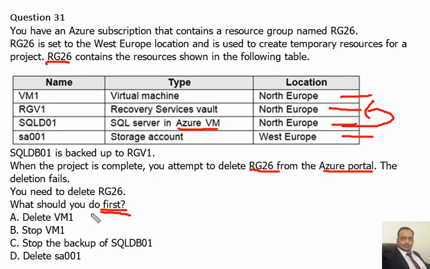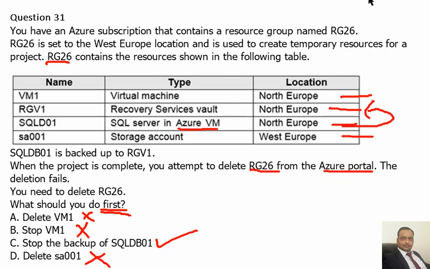Delete virtual machine, that is not actually needed to delete the resource group. Stop virtual machine, that is also not needed. Stop the backup of SQL DB01. Yes, definitely we have to stop all the backups. And delete SA001, that is also not needed. So as a first task, what we can do is stop the backup of SQL DB01.